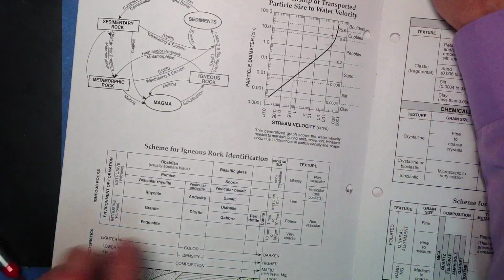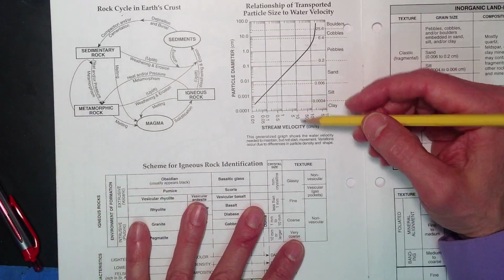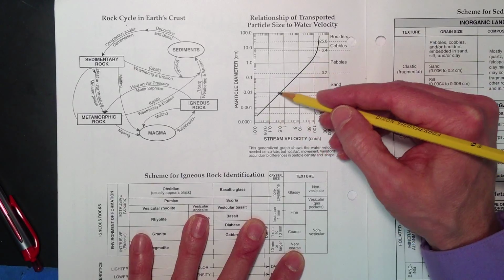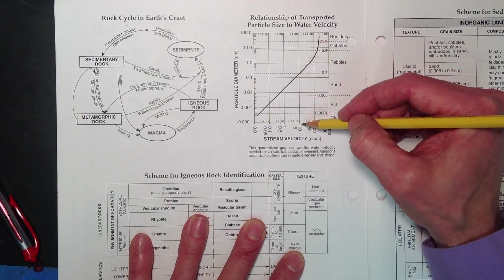Question 15 asks, what is the diameter of the largest sediment that can be transported by a river that is flowing 10 centimeters per second? So now we are here, 10 centimeters per second. This line tells you what can be transported. That's what we're interested in.